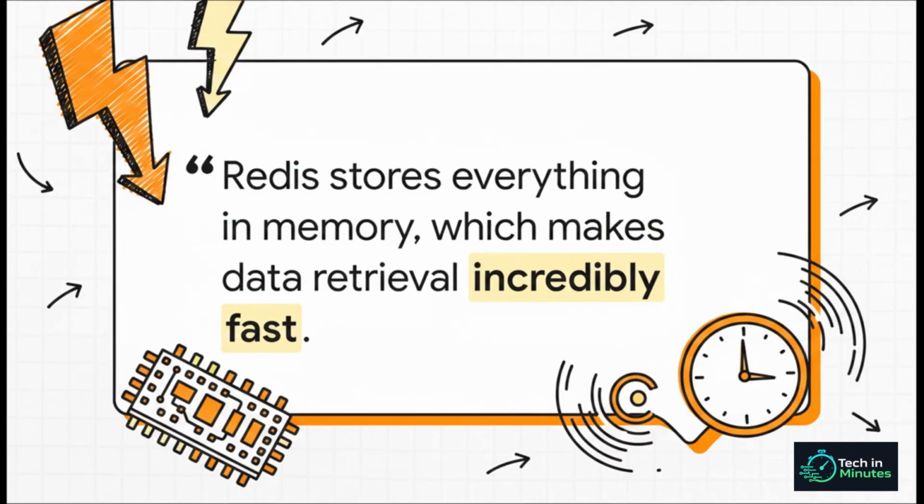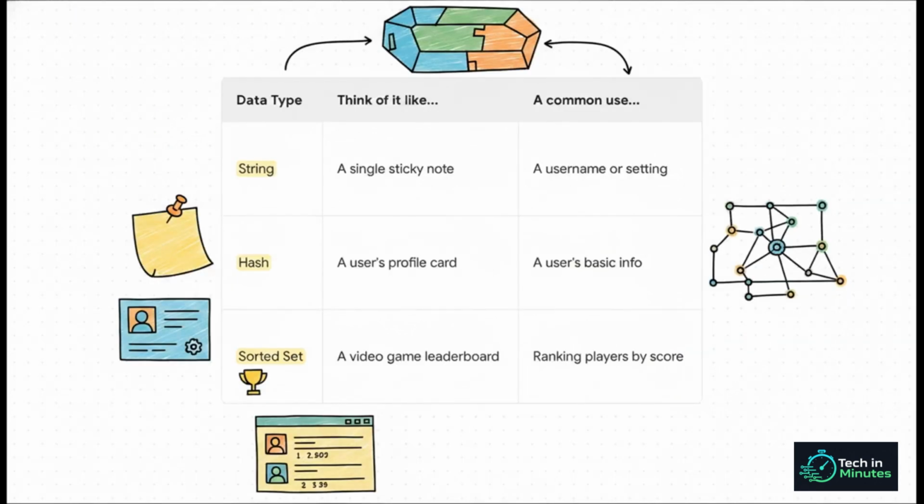This quote from freeCodeCamp really just says it all perfectly. The secret isn't some kind of magic. It's all about location, location, location. Storing data in memory is just fundamentally faster than getting it from somewhere else, and Redis is built around that one powerful idea.